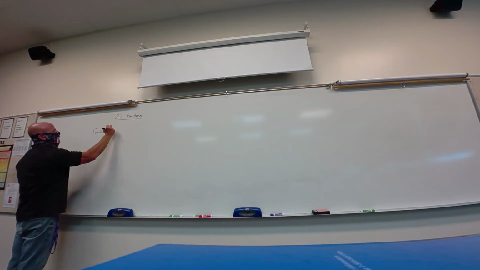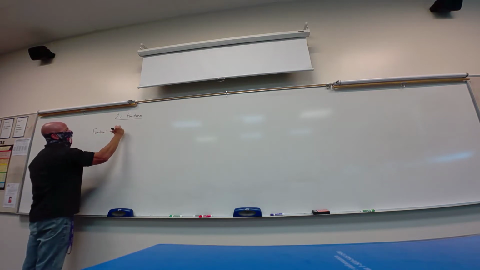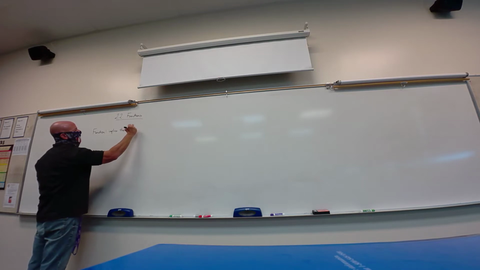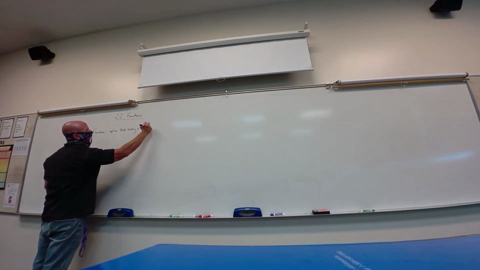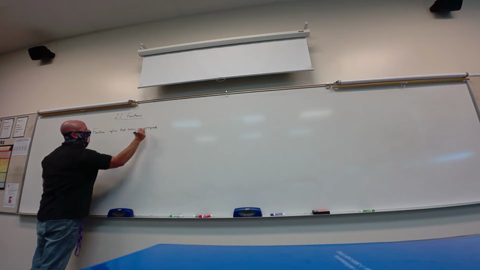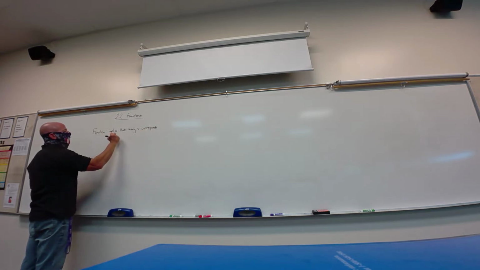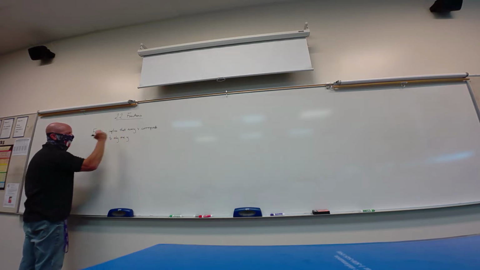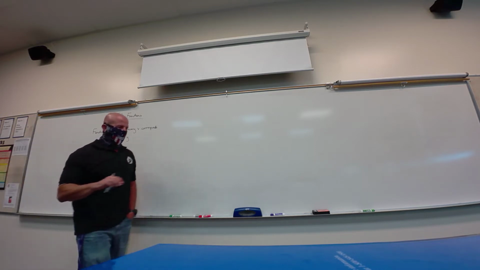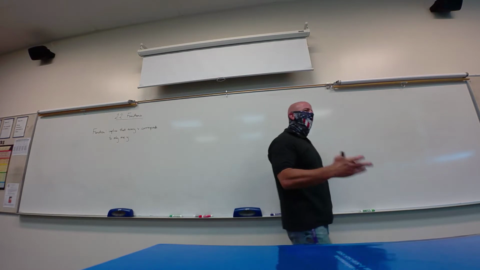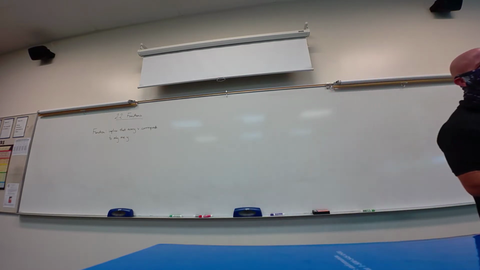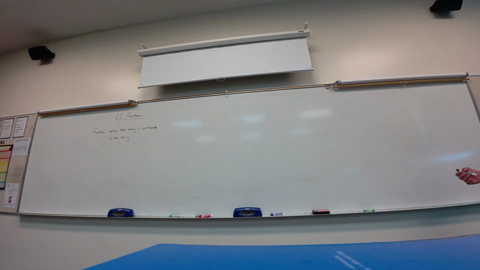A function implies that every x corresponds to only one y. And we'll go through some different types of examples to help you get that down, but every x corresponds to only one y is that basic definition. Most of what we deal with in this course are going to be functions, and that's stuff you've seen before. The most basic type of function you saw in the past was a line. That's a function, okay?